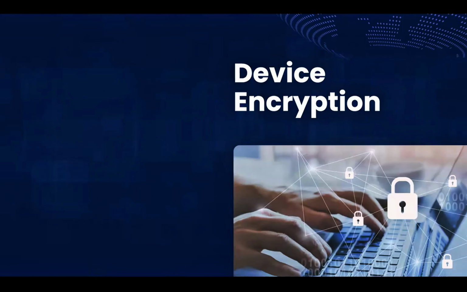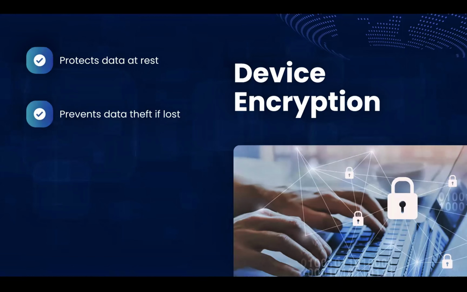Next, we'll consider device encryption. Encryption protects data on devices. So device encryption protects data at rest. It protects data in the storage of that particular endpoint. It prevents data theft if devices are lost. And to do device encryption, the best way to do that is by using full disk encryption.